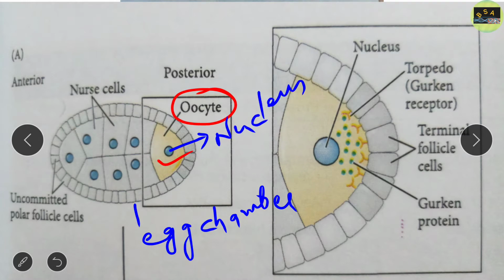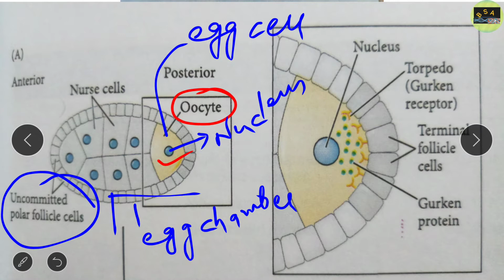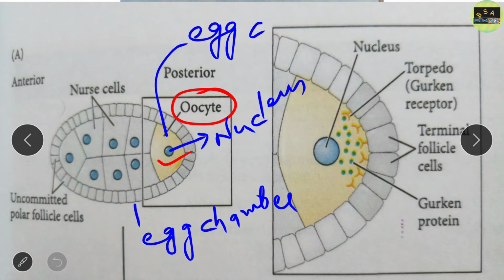So basically, the anterior posterior polarity of the embryo is established while the oocyte is still in the egg chamber. That is, the oocyte is present in the egg chamber and the anterior posterior polarity is established, and it also involves the interaction between the egg cell and the follicular cells. These are the follicle cells. So the interaction between the egg cell and follicle cells occurs in the establishment of this anterior posterior polarity. Clear?